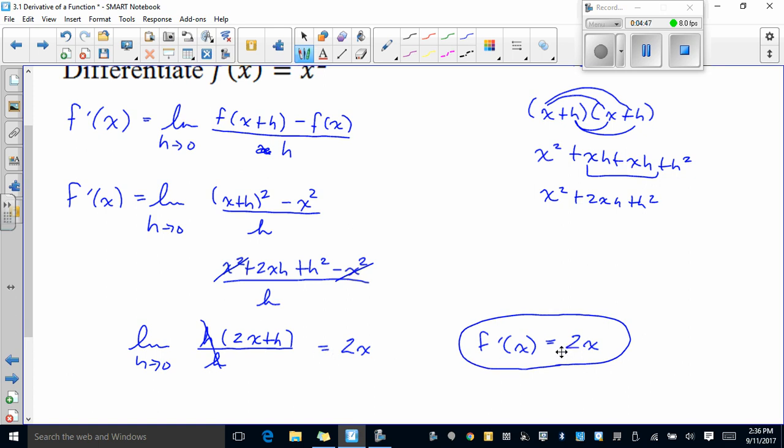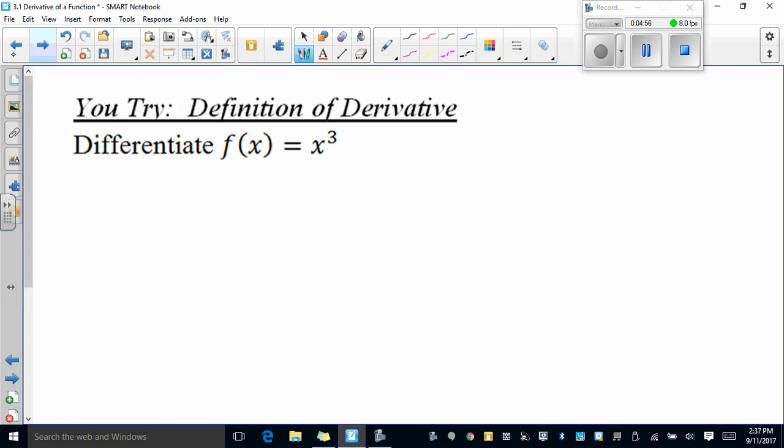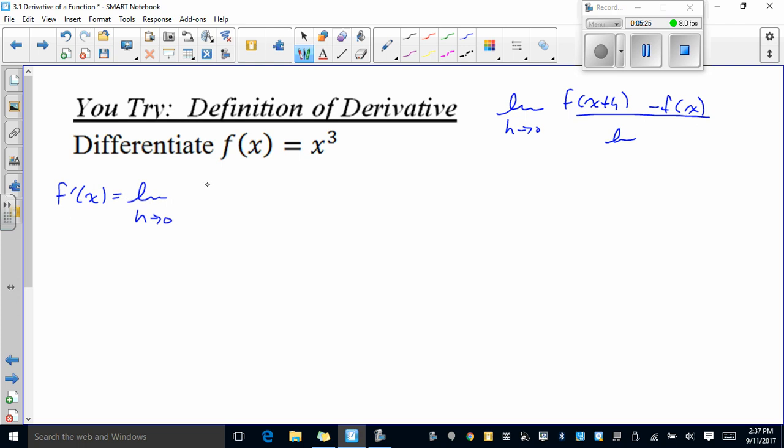All right, let's try another one. You try a definition, here you go: f of x equals x cubed. Still the same idea. We're doing the limit as h approaches 0 of f of x plus h minus f of x, all over h. So now we have f prime of x equals the limit as h approaches 0 of x plus h cubed minus x cubed, all over h. So here's my side work again.